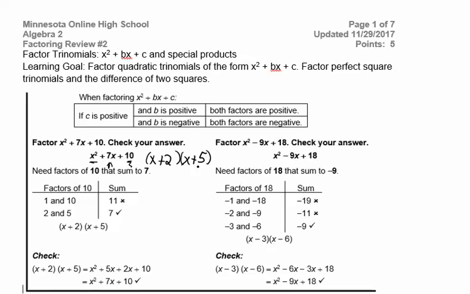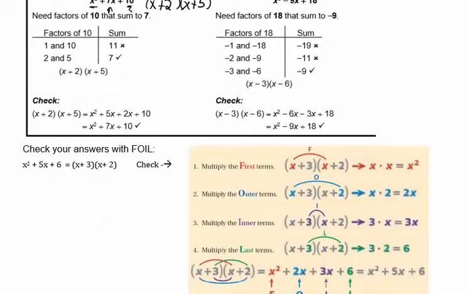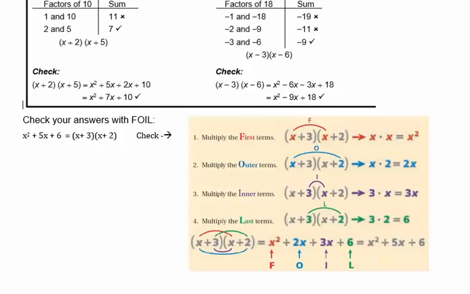Now we're going to check this. We check by foiling our answer. So here's a review of foiling for those of you who have forgotten how to multiply two binomials together. The F stands for multiply the first term times the first term. The O stands for the outer times the outer. The I stands for the inner times the inner. And the L stands for the last times the last.